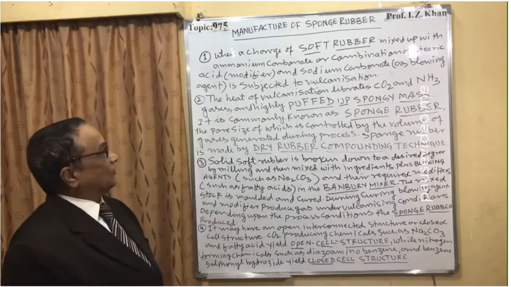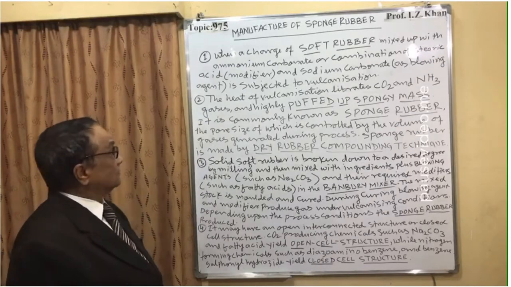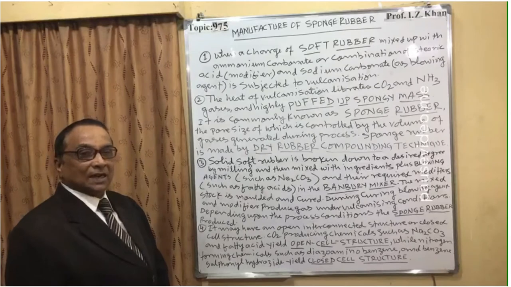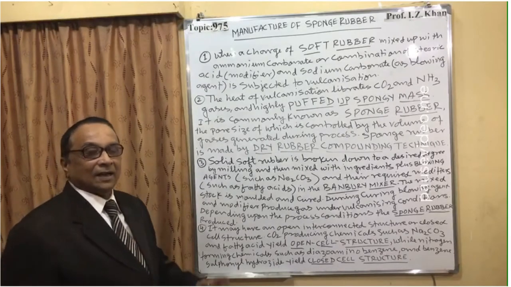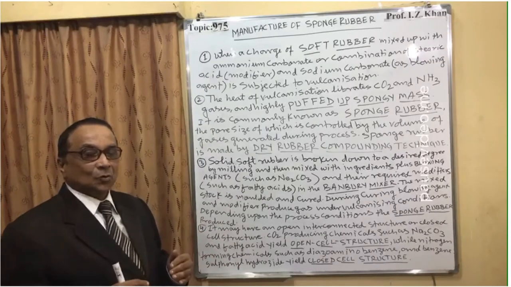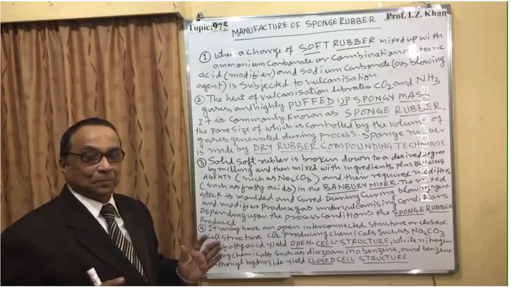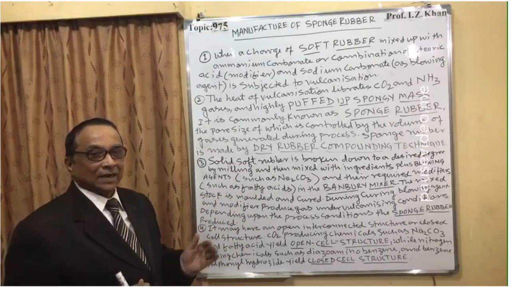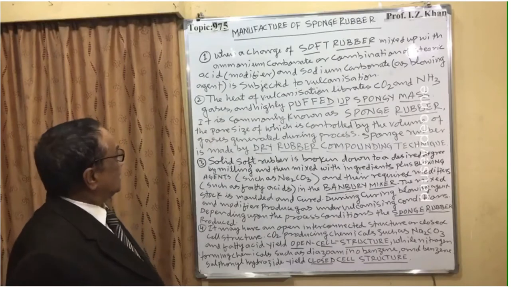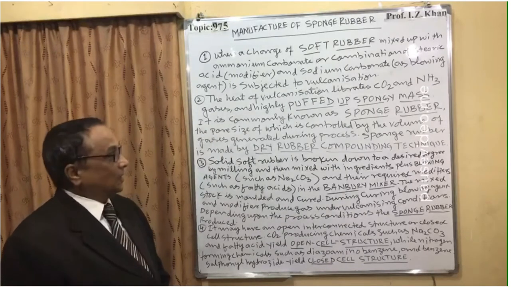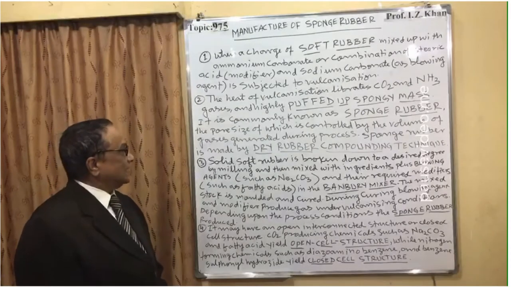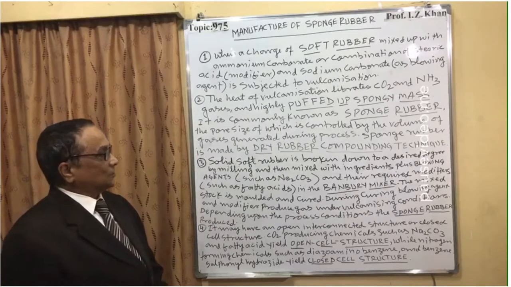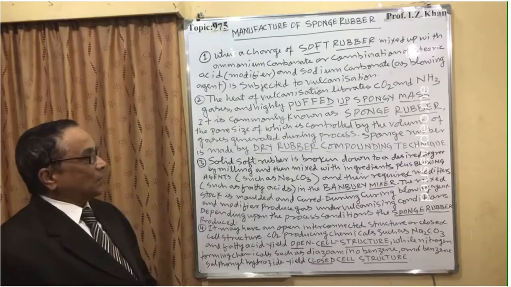Number two, the heat of vulcanization liberates carbon dioxide and ammonia gases and a highly puffed up spongy mass, and this production of carbon dioxide gas and ammonia gas is highly active in making the rubber a puffy mass. It can make it puff up. Puffy means bulging, ballooning, we can say. So it gives the spongy mass, commonly known as sponge rubber, the pore size of which is controlled by the volume of gases generated during the process. Sponge rubber is made by the dry rubber compounding technique.